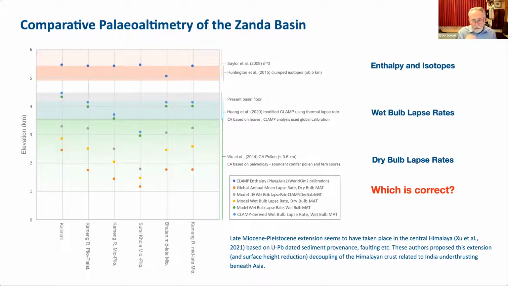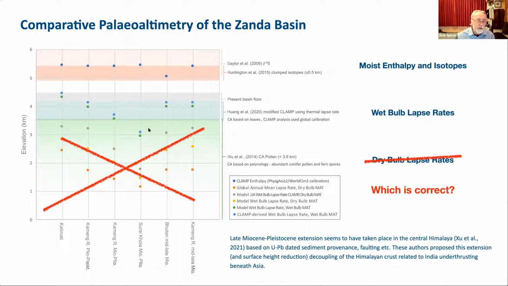Well, a paper by Zhu et al. in 2021 noted that the Zander Basin is a pull-apart basin, and that because it's extensional, we cannot really argue against the Zander Basin being lower in the Pliocene. And basically Saylor and Huntington are arguing for a drop in elevation of around 1 kilometer in the last 3 million years. So Zhu et al. were quite fond of this elevation as being a real one because it's not unreasonable to get a drop in elevation in an extensional basin.